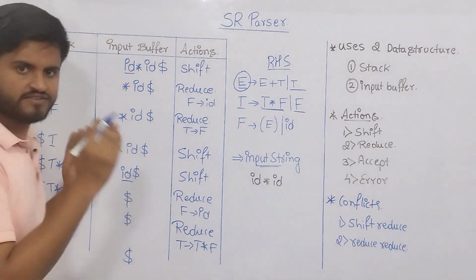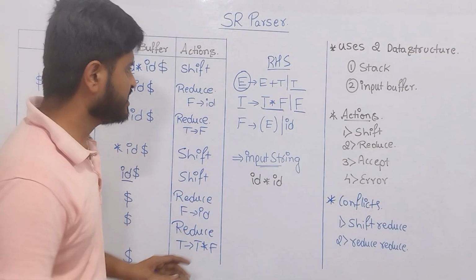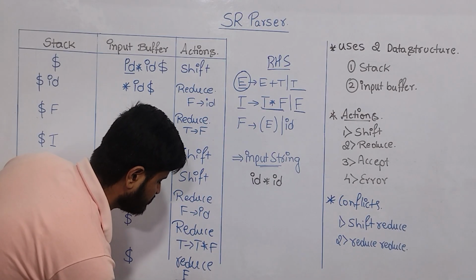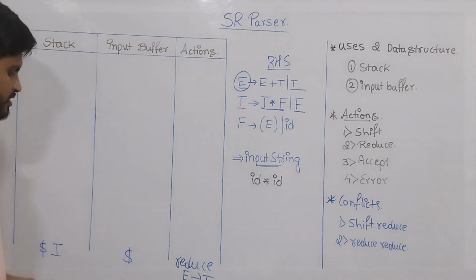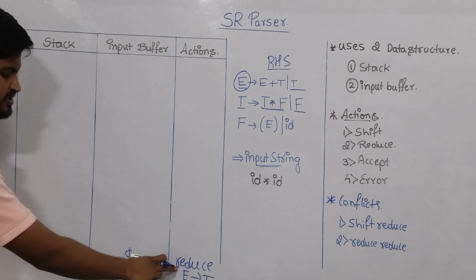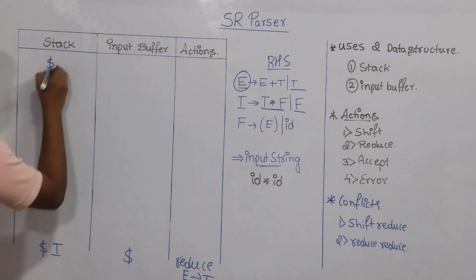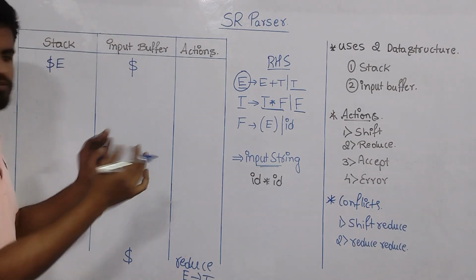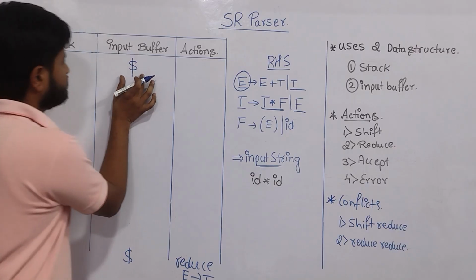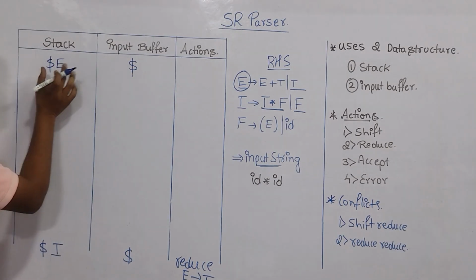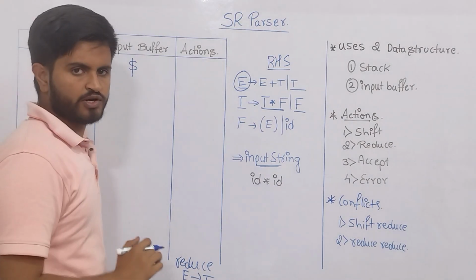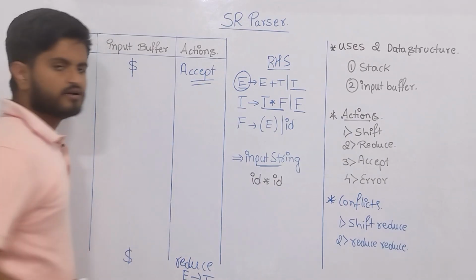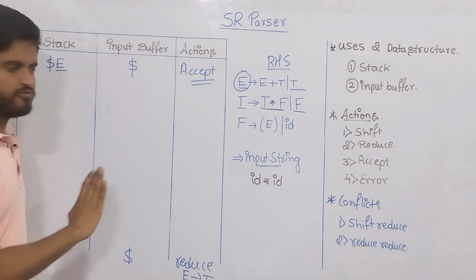Since my input buffer is empty, I can use E. So I will reduce E producing capital letter T. Now since I reduced T to E, dollar capital letter E will be here. Here dollar will be there. Dollar means the input buffer is empty now. Next, since my input buffer is also empty and in the stack I am having my first producer, you can write the action as accept. So here our problem is completed.